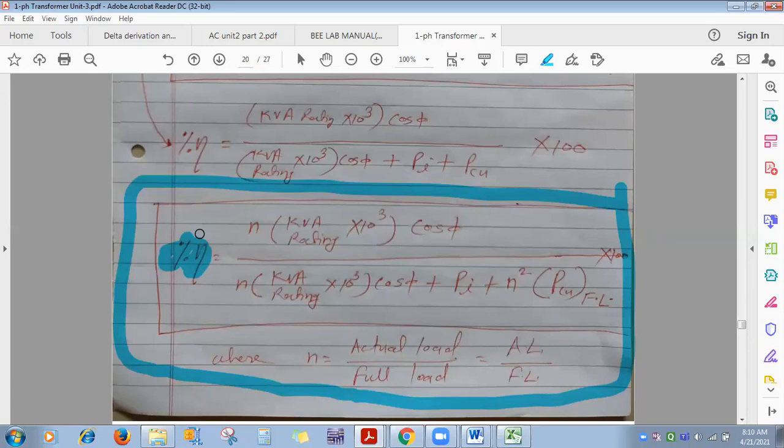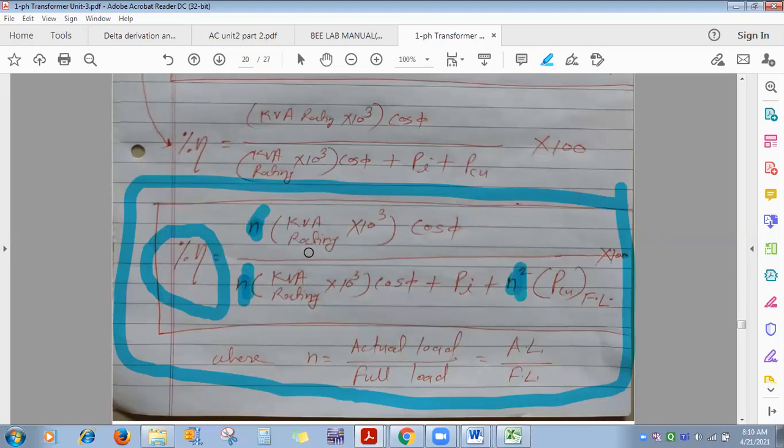So whatever this formula of efficiency, you can use it to calculate efficiency at any load. So for half load, the value of n will be 0.5 here and 0.5 square here. What does it mean when I use n as 0.5 here and 0.5 squared here?